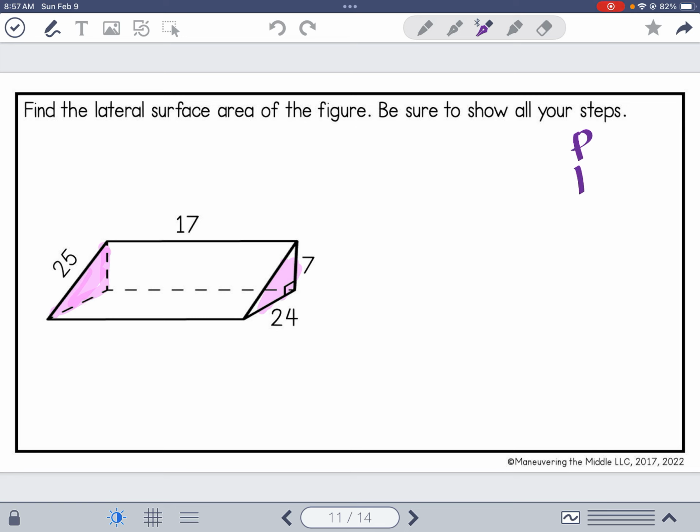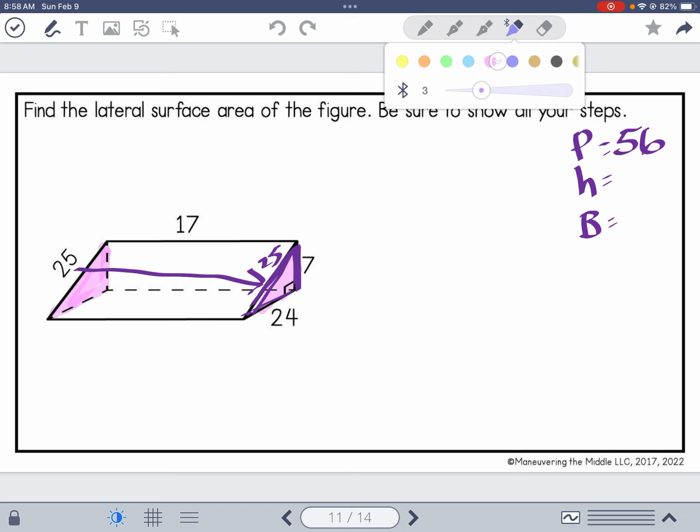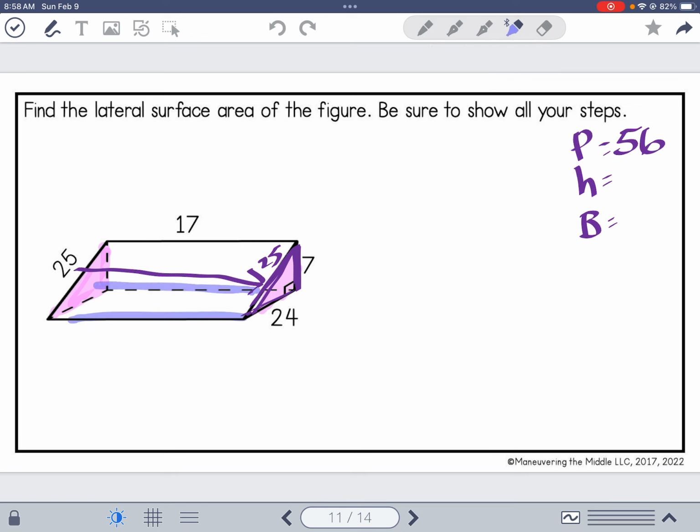So P, H, B. The perimeter is 7 plus 24 plus 25. Hold on, my calculator is giving me trouble. 7 plus 24 plus 25 is 56. The height is the distance between the two bases, which is here and here and here, and that number is 17.